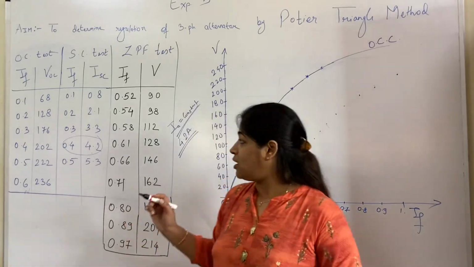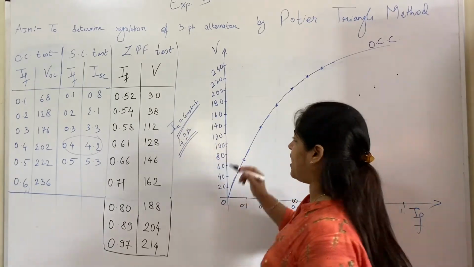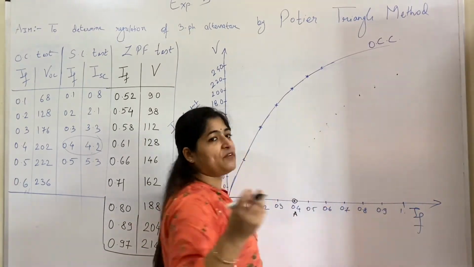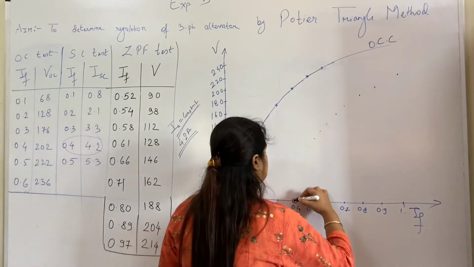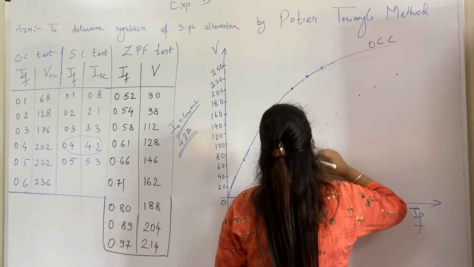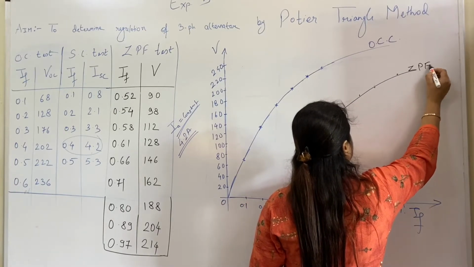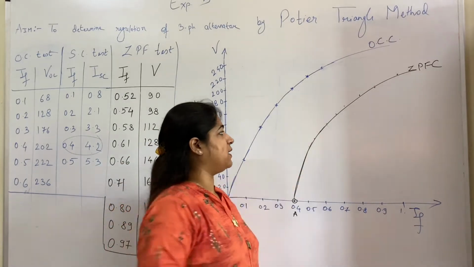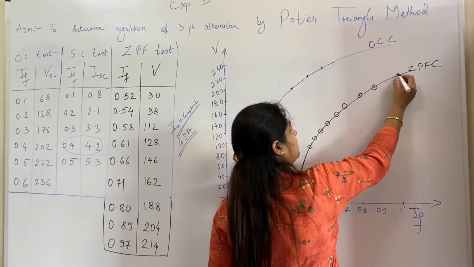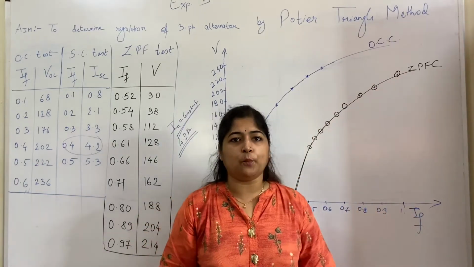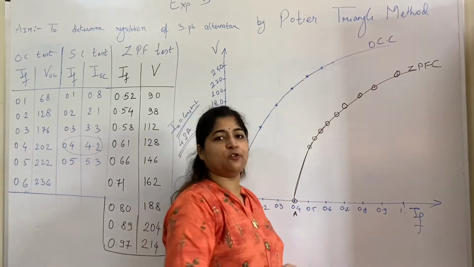Now I will plot the ZPFC on this graph. I have the IF values and corresponding V values, and I have just given dots. These will come very close to each other, so just plot this graph as it is. And from point A I will draw this ZPFC. I had all those points already plotted here. These are the points. You will get them very close together and you will draw a very smooth, uniform curve. Now this is the ZPFC, this is the OCC, and from the SC test you got this value, point A.